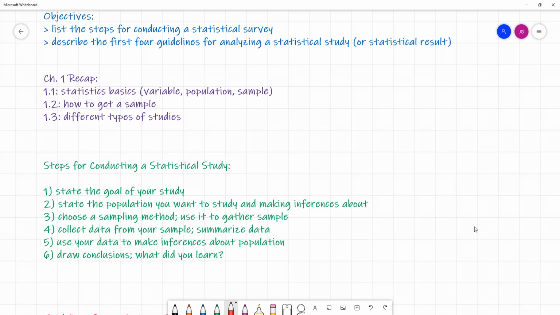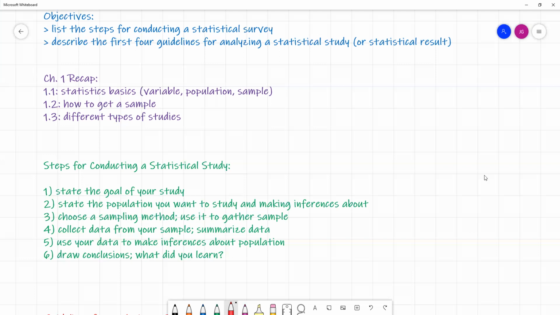Step 5, use your data to make inferences about the population. Okay, so what did you learn about the data you gathered from your sample, and can you kind of make claims about the population based on that, right? And the last step, what are your conclusions? What did you learn? What would you do differently?